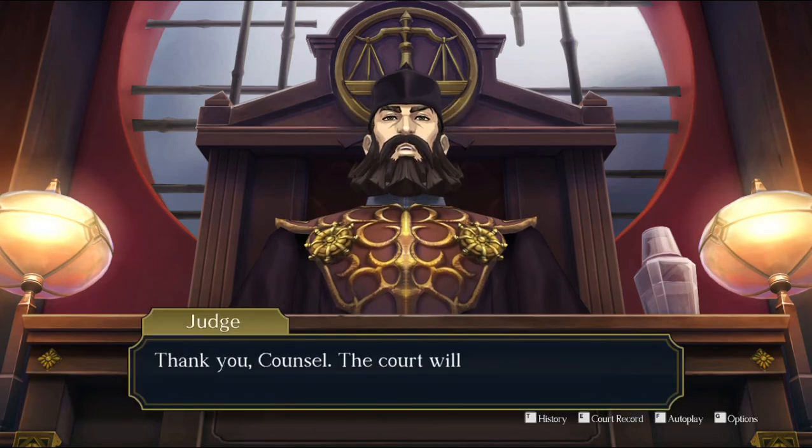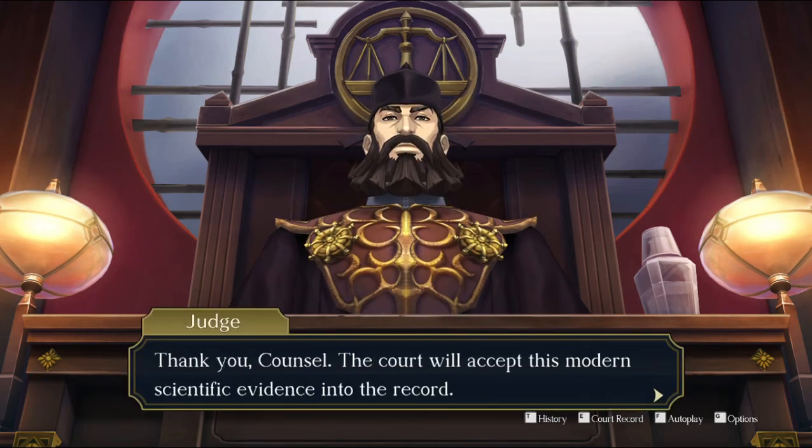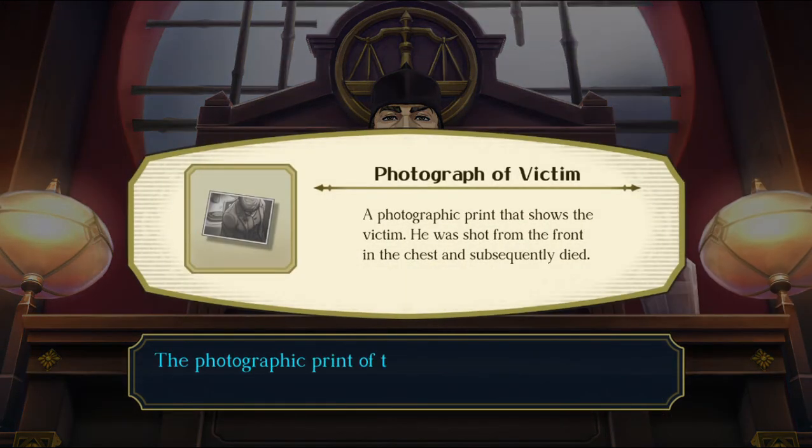Nod. Thank you, counsel. The court will accept this modern scientific evidence into the record. So yeah, the photographic print of the victim has been entered into the court record. A photographic print that shows the victim. He was shot from the front of the chest and subsequently died.